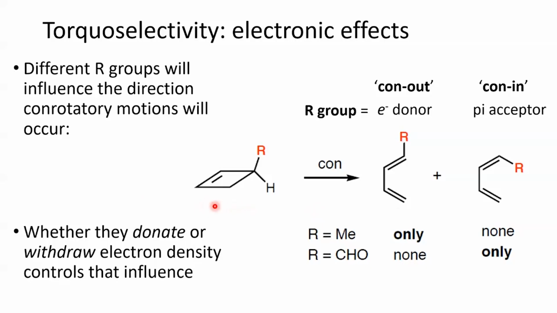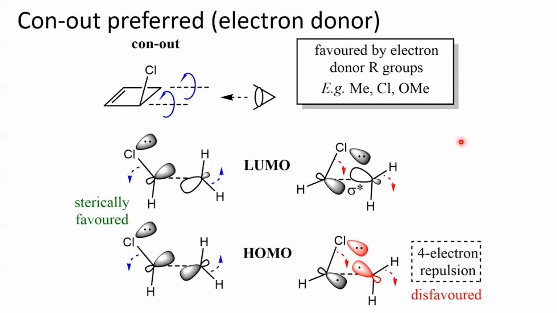Starting from a single starting material with an R group, if we vary what the R group actually is, we can completely control where the R group will be located at the conclusion of the reaction. So if our R group is a methyl group, for example, the only product we would see is where the R group rotates outwards, giving us a conrotatory out or con-out product. If, however, our R group is an aldehyde, so something that's electron withdrawing, this time we only see the product where the R group or the aldehyde has rotated inwards. So this would be a con-in pathway. Let's look at why this is.